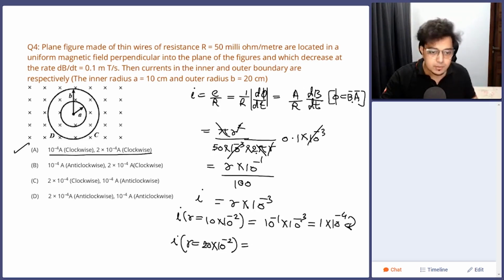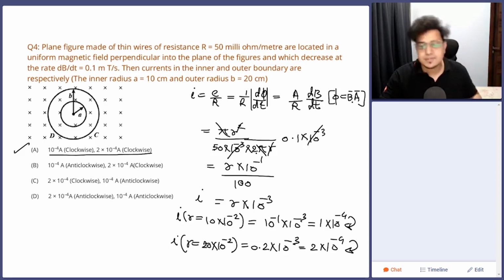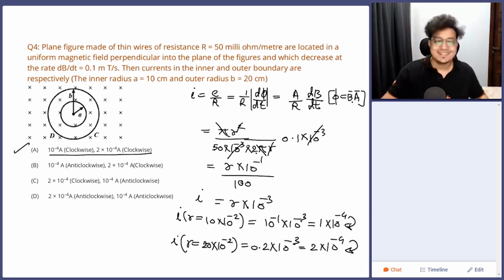So 20 into 10 to the power minus 2 will be 0.2 into 10 raised to minus 3. Okay, this adjustment will be 0.2 into 10 raised to minus 3. We can adjust this as 2 into 10 raised to minus 4, and current is clockwise. So correct answer is option A.